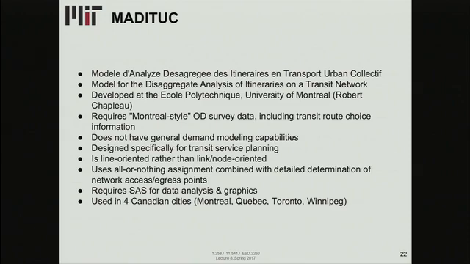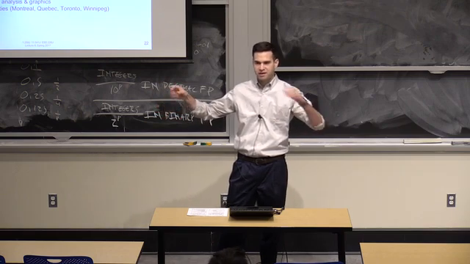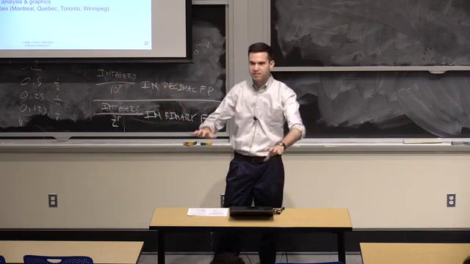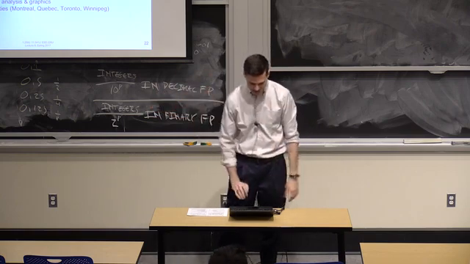It was developed in Montreal, École Polytechnique in Montreal. It requires OD survey data that includes route choice information. So this is a line level model, essentially. It's designed for transit service planning, and it uses all or nothing assignment. So it looks at, for a given OD pair, which is the best path on the network, and then it puts all of the people on the OD pair into that one path.